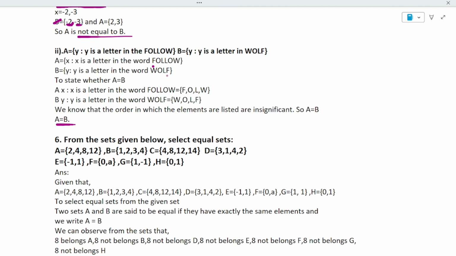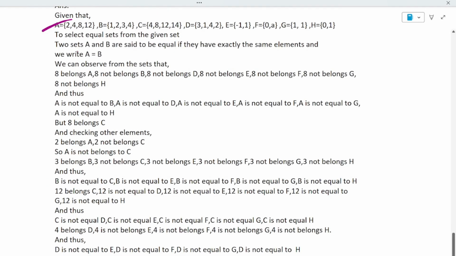Now let's see the answer for this, how to solve. In all the questions you are solving in mathematics, first you have to write what is given. You write the sets which are given first. Next, they have asked to select equal sets. Now we have to select which are equal, that is A is equal to B. We have to select two sets such that they should be equal.